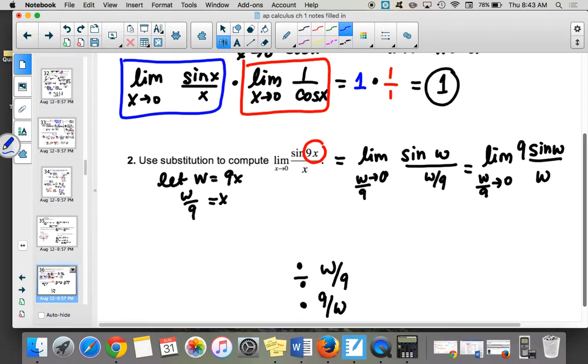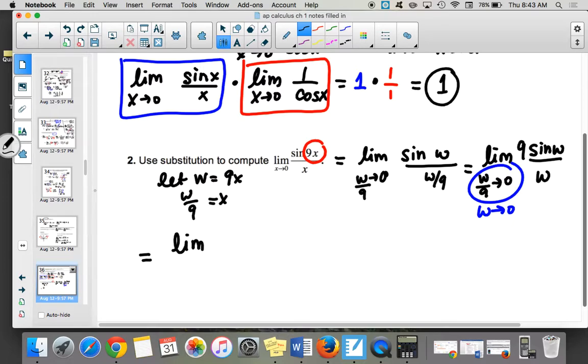Okay, this is weird. I don't like w over 9 goes to 0. If w divided by 9 is going to 0, what is w going to? Do you guys see what I'm saying? w is really going to 0. I don't have to do the w divided by 9. If some number is getting closer to 0, that number divided by 9 is also getting closer to 0. So I'm going to rewrite it.